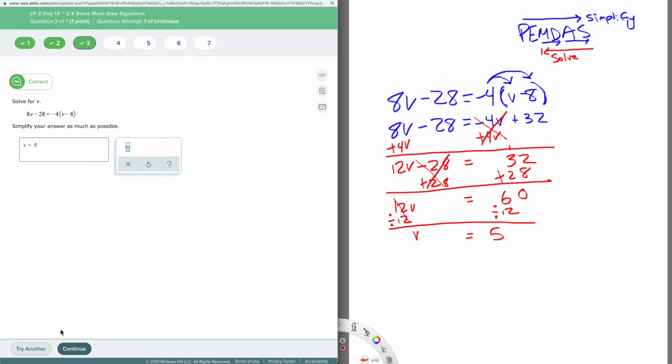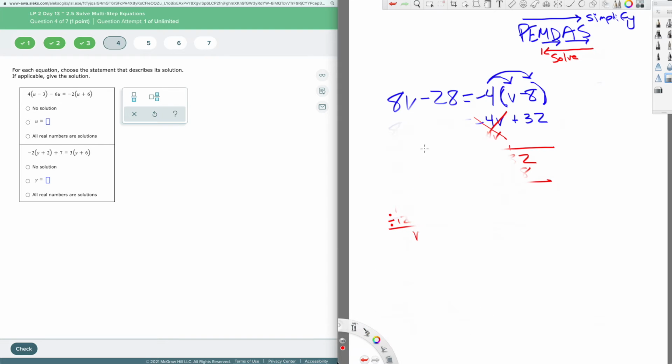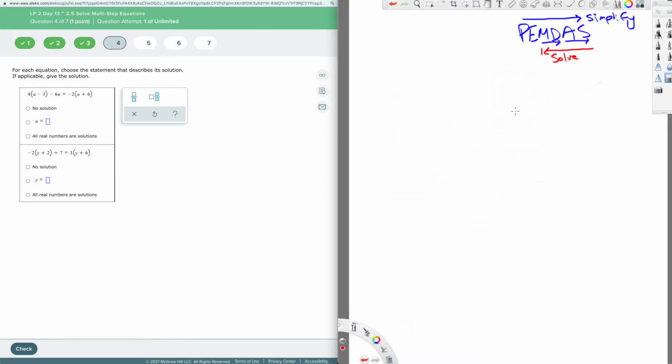Okay, let's keep moving along here. Ooh, now we have something a little different looking. Let's see, what are they asking us to do on this one? For each equation, choose the statement that best describes its solution. So we have different types of solutions when we're looking at this. So far, we've had a variable equaling a number, and that's one solution where we know very clearly the variable equals this number.